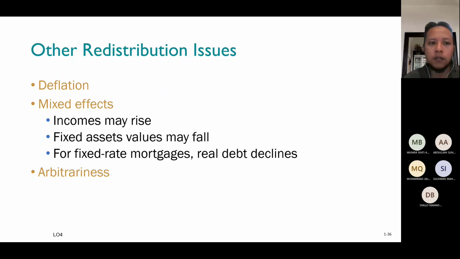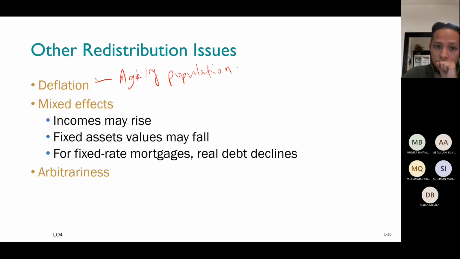Redistribution issues. Basically, there are also cases where deflation happens. So instead of prices going up, there are cases where prices actually go down. This is especially true in societies with an aging population.